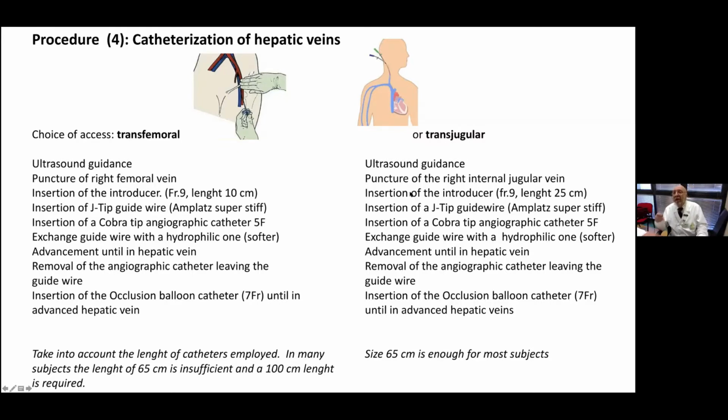The real difference is the length of the introducer. And I have to give you a suggestion to take into account the length of the catheters employed, because the transfemoral access sometimes requires longer catheters. You have to consider that in many subjects, the length of 65 centimeters of the catheter, that is the conventional one, may be insufficient, and the 100 centimeters length may be required, while generally in the transjugular approach, the size of 65 centimeters is enough.